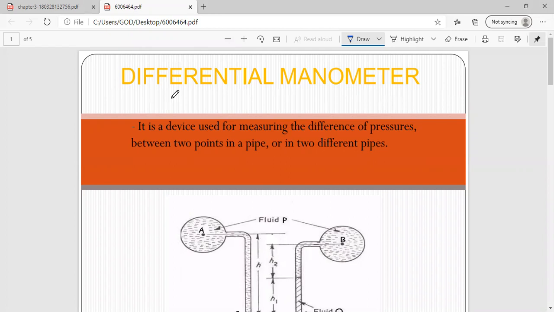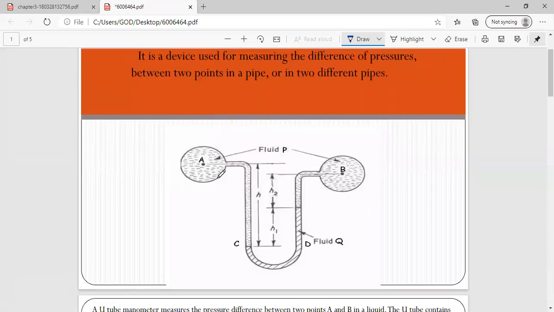In the last class, we discussed the differential U-tube manometer. The same will continue in this class also. That means we'll solve more numericals for better understanding of the U-tube manometer as well as the inverted U-tube manometer. The differential U-tube manometer, which we discussed in the last class, is used to measure the difference of pressures between two pipelines.